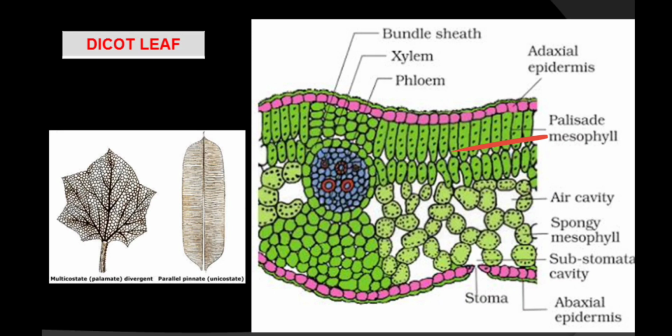Okay guys, so this is about the dicot leaf. Now how will you identify that the leaf given to you is the dicot leaf?